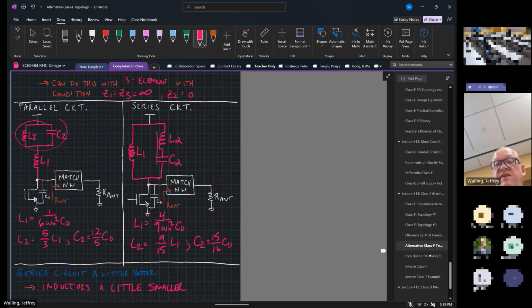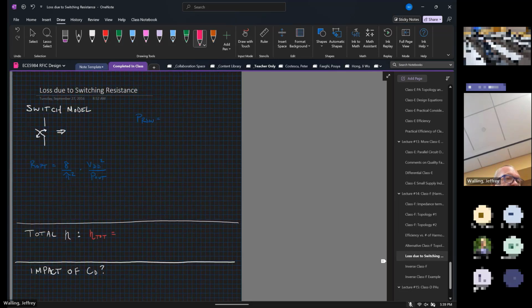All right, so much like the Class E network, we don't have a lossless switch. So the model for our switch is we have some resistance in series with an ideal switch that also has some parasitic capacitance associated with it. So we have a switch with a resistance R switch and some parasitic capacitance in parallel.